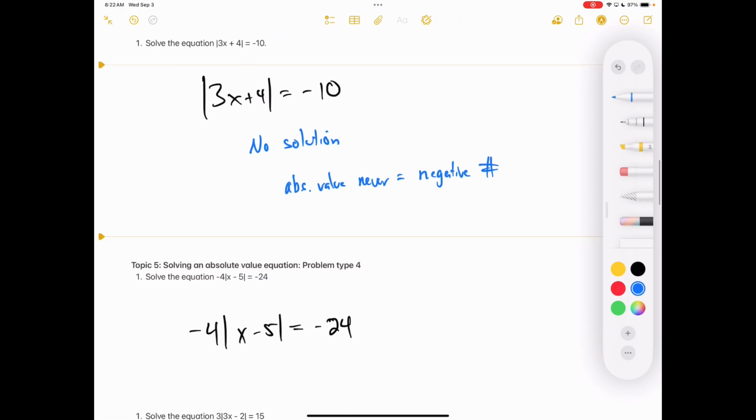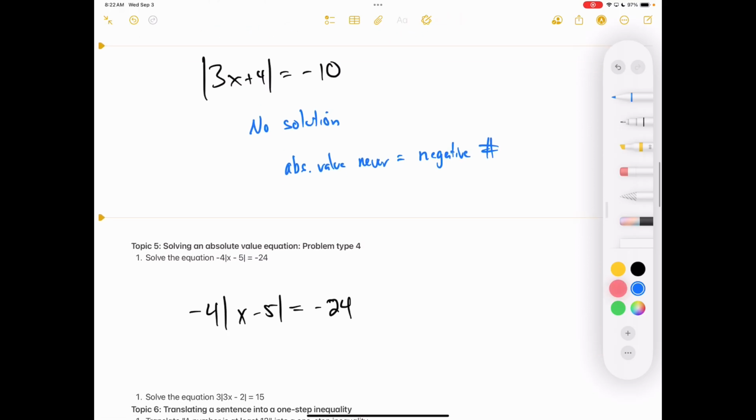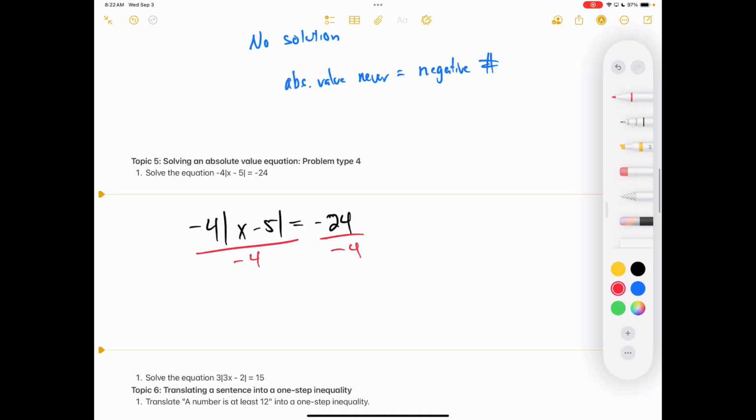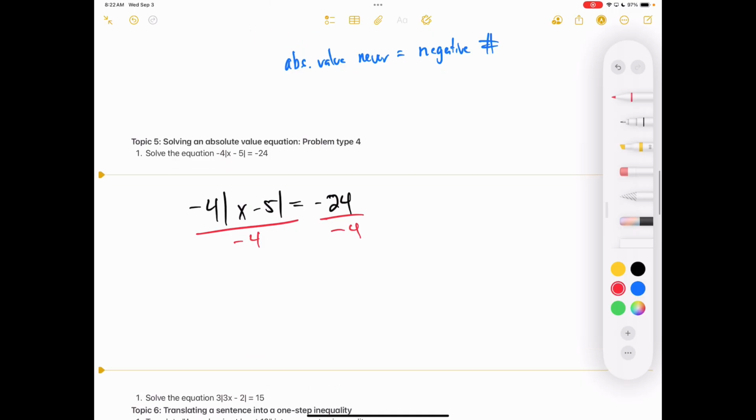All right, so now when I go to this one, don't assume just because it's negative right here, we can't do it, because I've said it a bunch, but we haven't done a problem yet. You got to get the absolute value by itself first, okay? So what we can do here is divide both sides by negative 4. Now I have the absolute value of x minus 5 equals positive 6.